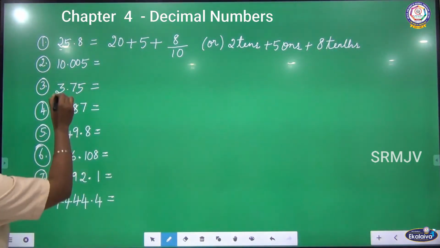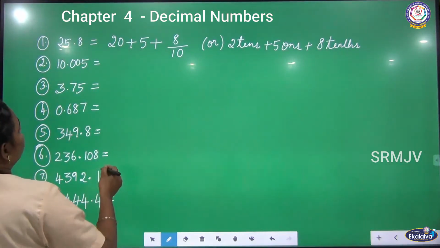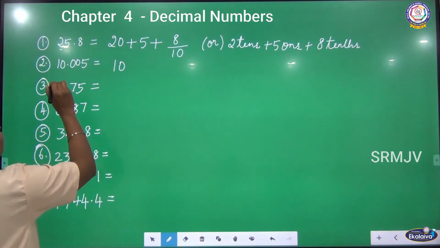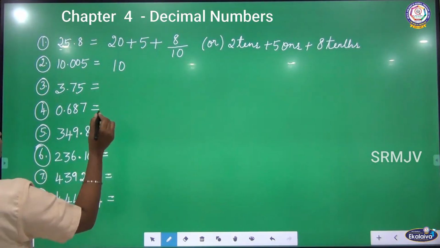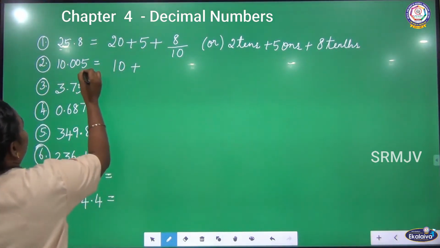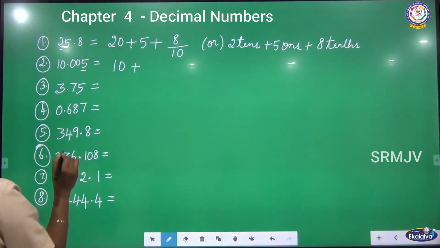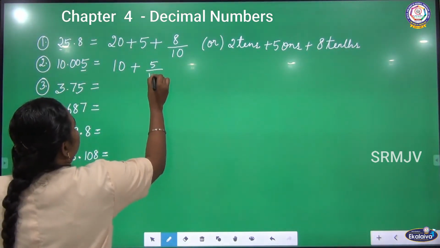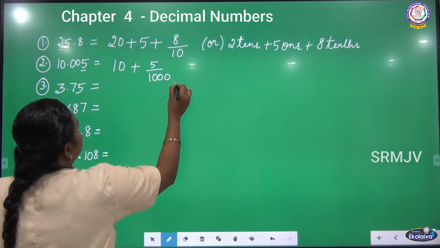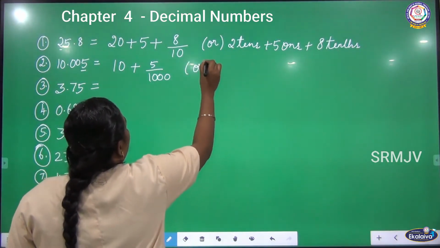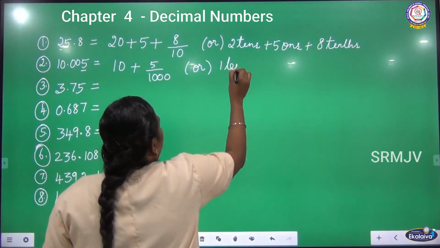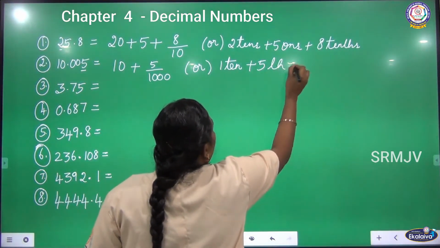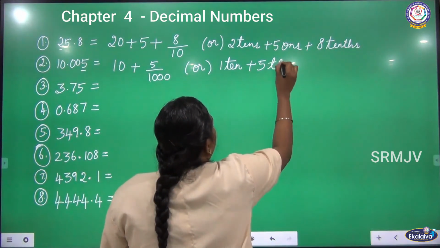Next one, 10.005. So you can write 10. Place value of 1 is 10. So place value of 0 is 0, so no need to write. Then here also 0. Then place value of 5 is 5 by 1000. So you can write 10 plus 5 thousandths.